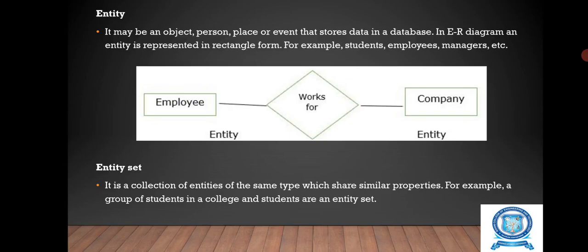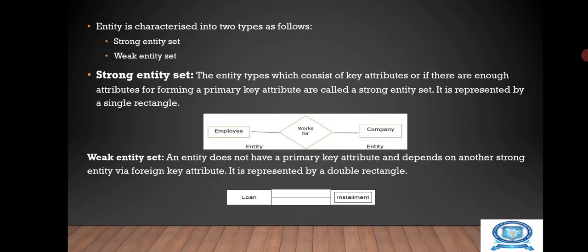An entity set is a collection of entities of the same type, which share similar properties. For example, a group of students in a college, and the students are an entity set. Entities are characterized into two types as follows: strong entity set and weak entity set. A strong entity set consists of key attributes, or enough attributes for forming a primary key attribute. It is represented by a single rectangle.